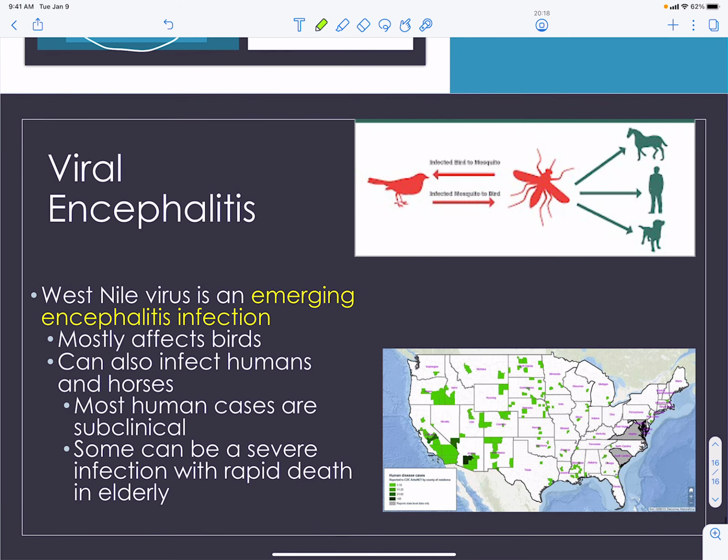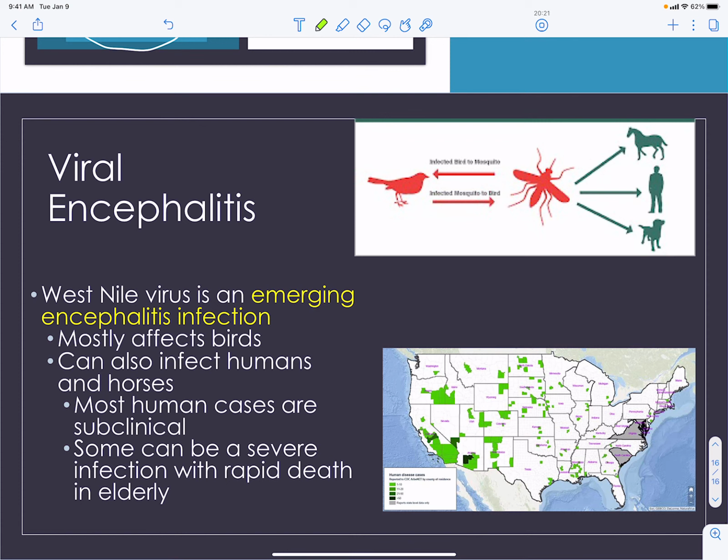Now, West Nile virus is going to be an emerging encephalitis infection. Again, this is going to be transmitted by birds to a vector mosquito, and then your West Nile virus can infect different mammals, including humans. So West Nile virus is going to be, again, most cases are going to be subclinical, but some can have rapid death, especially in the elderly. And you can see this is just a map of the United States where it shows where there's a higher incidence of the West Nile virus. And again, it usually is associated with birds, so oftentimes migration of birds can have an influence on where this virus shows up.